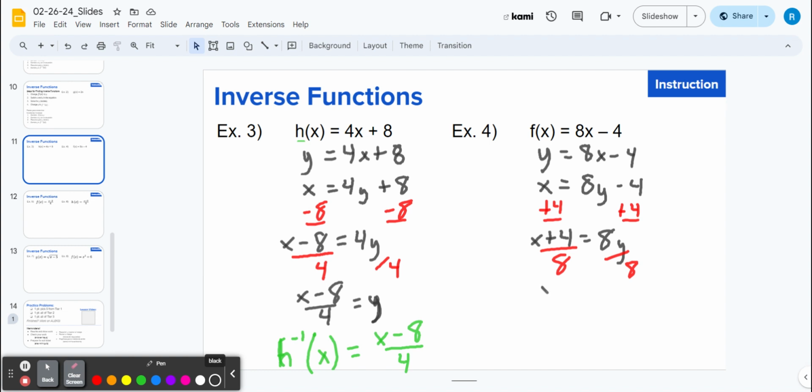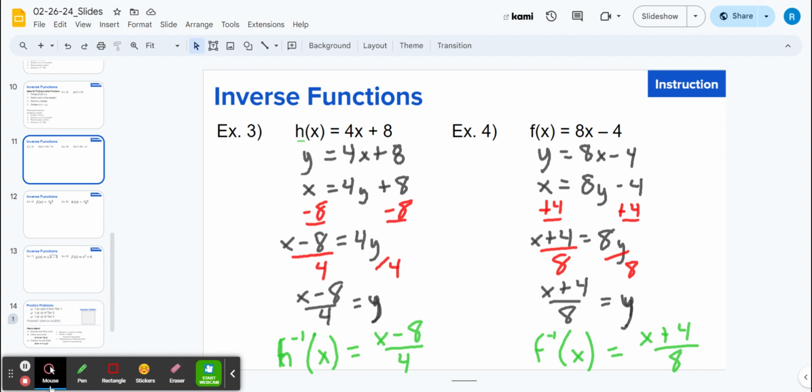And then we get x plus 4 over 8 equals y. Geez, I got to write my y's better. And lastly, just kind of declaring that as the answer here, our inverse of x is equal to x plus 4 over 8.